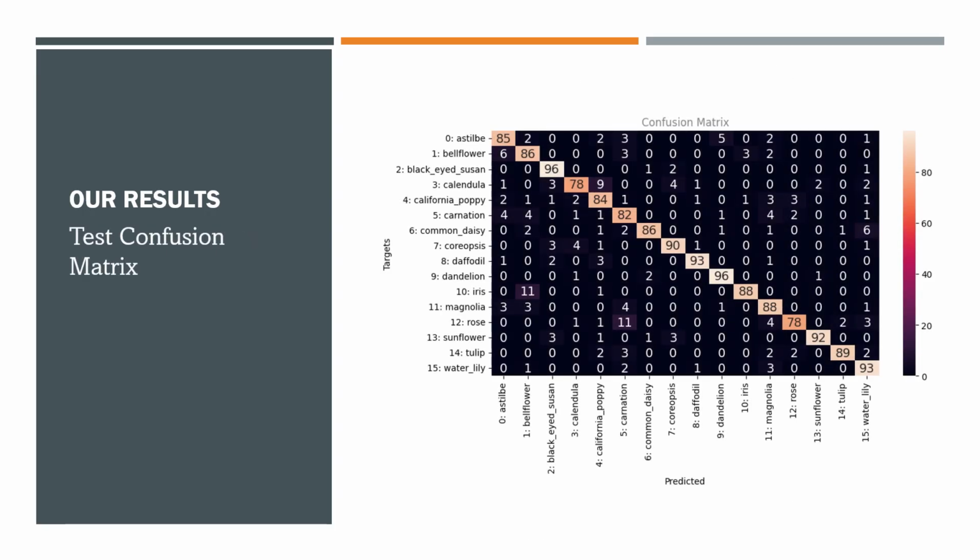This confusion matrix gives us a complete overview of the test set's performance. The bright diagonal line shows all the correct predictions. For example, the model correctly classified 89 instances of tulip. The off-diagonal cells show us where the model got confused. For this set, we got 87% accuracy as well.